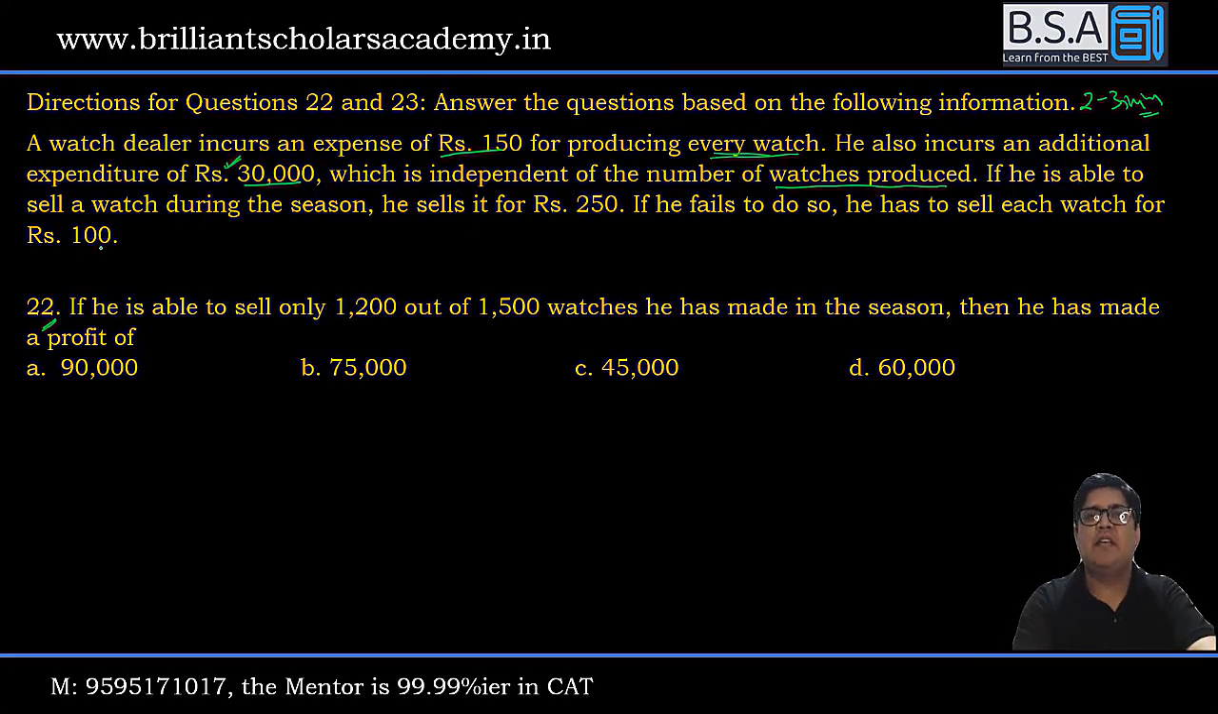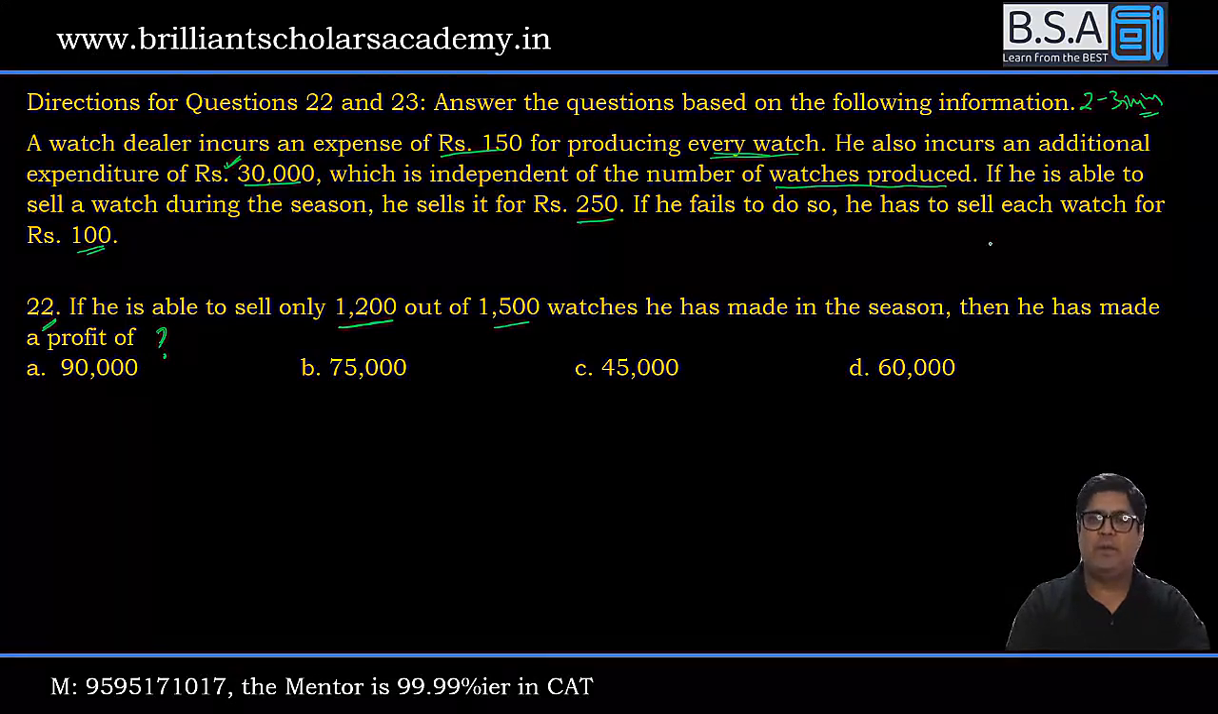If he is able to sell a watch during the season, he sells it for rupees 250. If he fails to do so, he has to sell the watch for rupees 100. If he is able to sell only 1200 out of 1500 watches that he made in the season, then he makes a profit of. Now the question is about profit. I would like to solve this question without going into too many calculations.